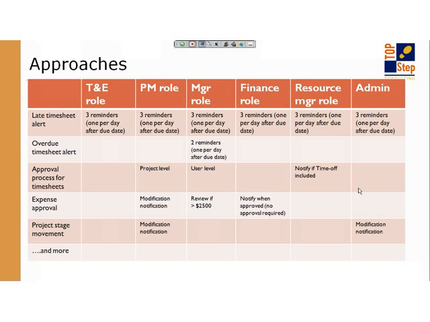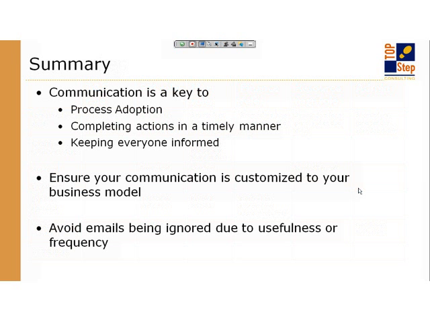So, communication is key in process adoption and making sure people are using the system, the fact that they're getting information in a timely manner. Communication doesn't replace personal communication, but the communications can certainly be more effective than being viewed as spam. So avoid any emails that don't serve a purpose because then the emails that are received will be much more visible.